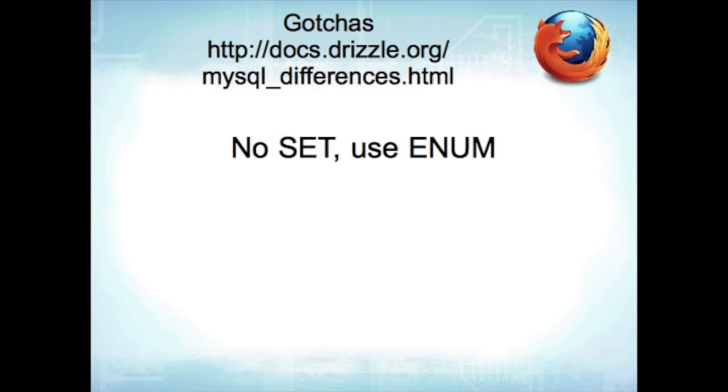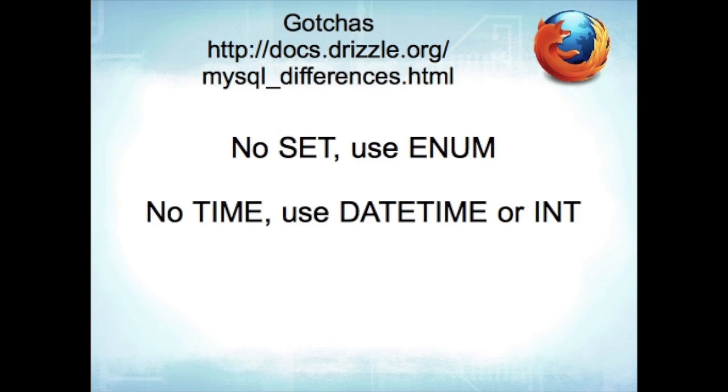There's no set, just use enumerated lists. Again, not many people use set. Enum is actually pretty useful, but if you want a set, which is more than one thing, you can't really do that in enum. You would have to use bits and it would get complicated. There's no time, use either datetime or int. So if you want a time like hours, minutes, seconds, you can't. You either have to use a datetime, so 0 days and hours and minutes, or an int. I don't know that many people using time that aren't just using seconds in an int anyway. So again, not a big deal.